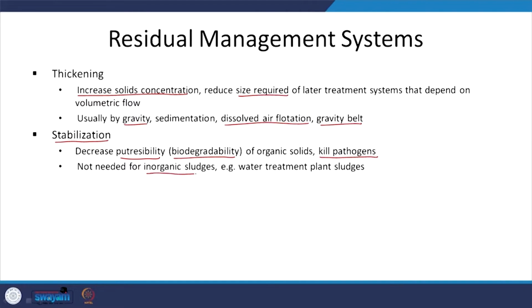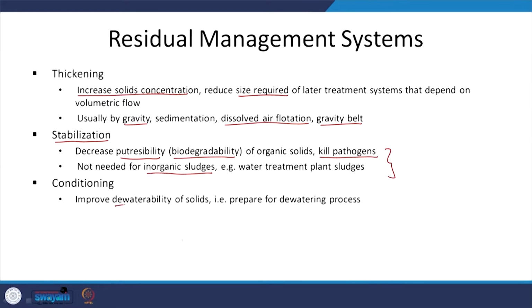Obviously, if it is inorganic sludge from primary treatment during water treatment or such, or if it is grit and such, obviously we are not going to look at that, right. Specifically for organic sludges. Yes. So, conditioning, improve dewaterability of solids.